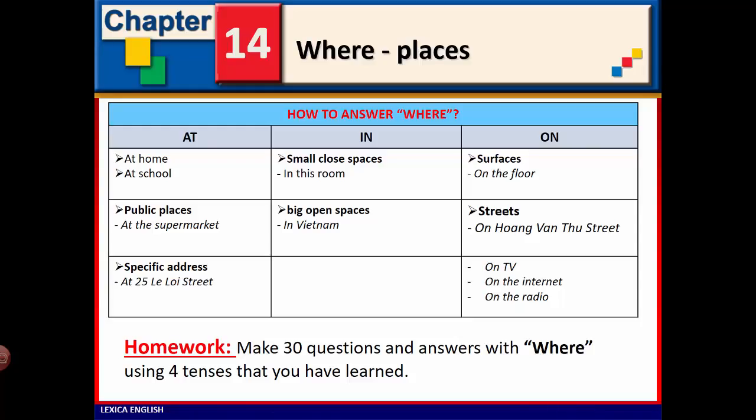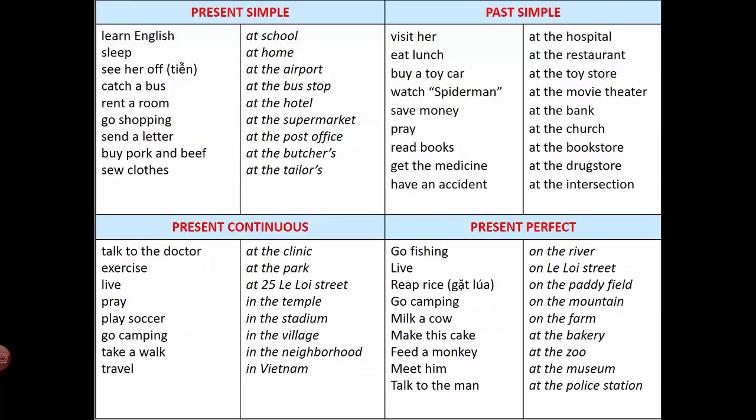All right. Your homework. You can make 30 questions and answers with where using the 4 tenses you have learned. Chúng ta đặt 30 câu hỏi trả lời giống chúng ta mới làm đây. 30 hỏi trả lời, được lấy trong này thôi. Được, 4 thì, và chúng ta có thể lấy ở ngoài.